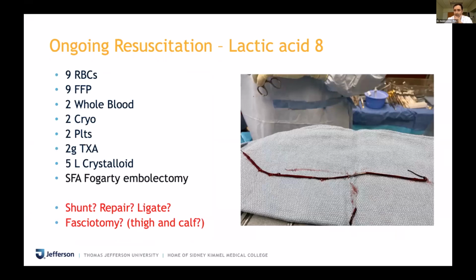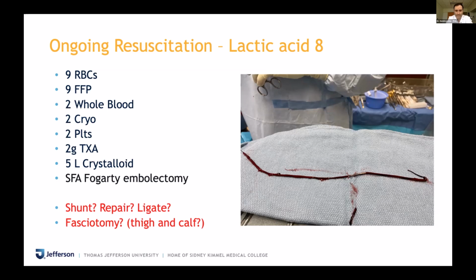So we are now ongoing resuscitation. His lactic acid is 8. He got 9 units of blood, 9 of FFP, 2 units of whole blood, cryoplatelets, tranexamic acid, crystalloid. We used the green Fogarty balloon to embolectomize the SFA, which looked kind of small in diameter, but anyways, we got out all that clot.